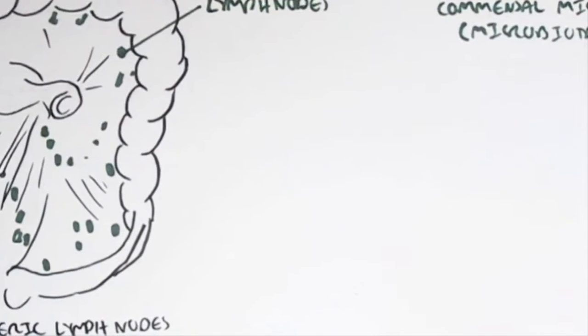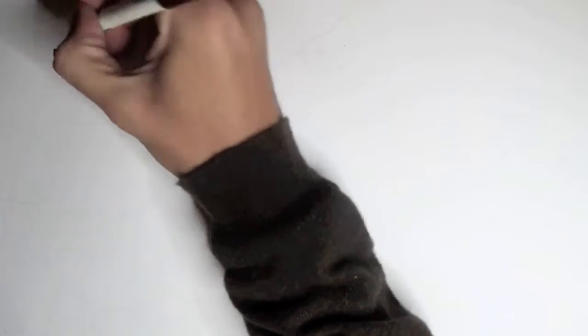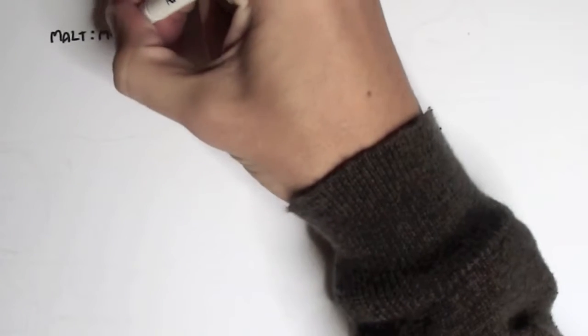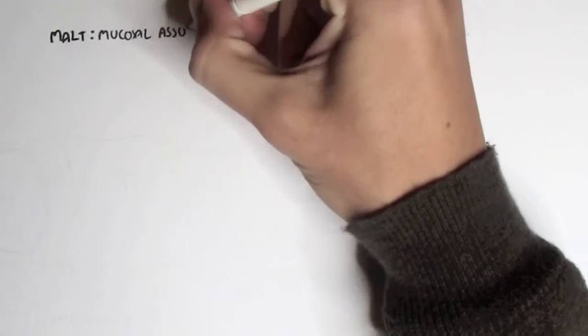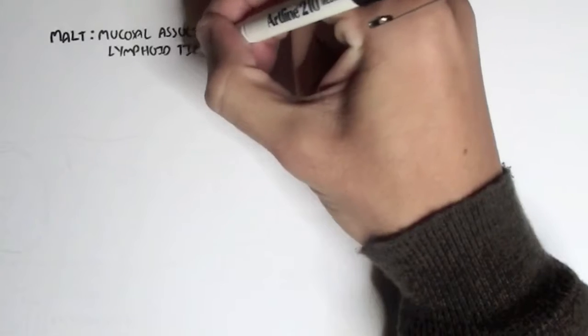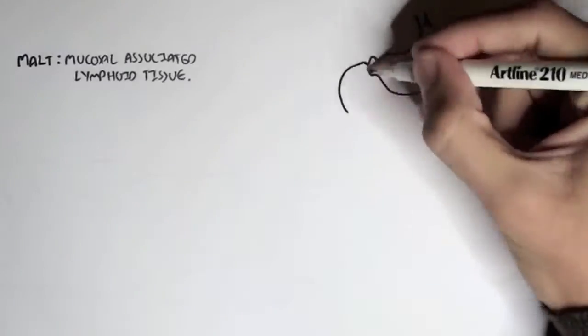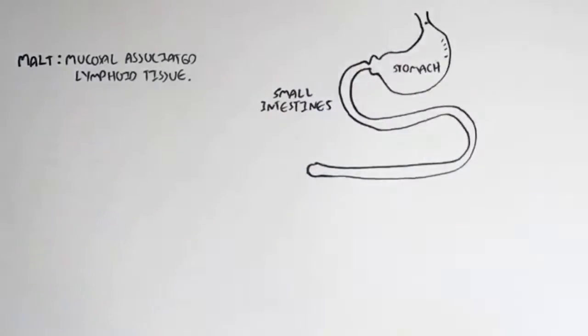So let's look at the gastrointestinal tract specifically and see how the mucosal immune tissues are organized. There's an abbreviation known as MALT, which stands for mucosal associated lymphoid tissue. What this means is that it's just the tissue within the gastrointestinal tract or the respiratory tract where lymphocytes or immune cells reside in and are organized into. So let's take a look at where these immune cells are.